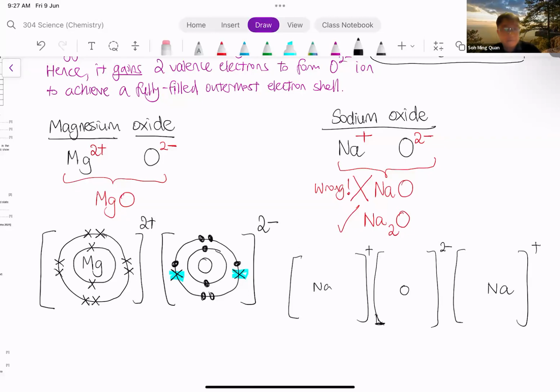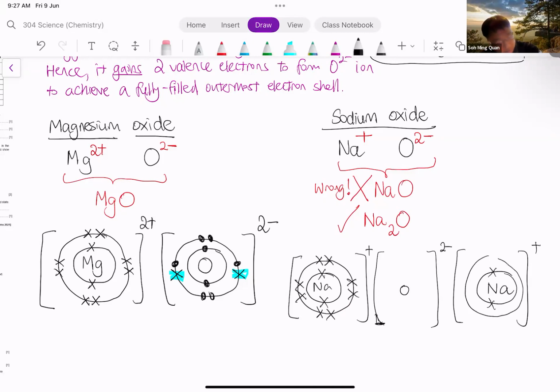Okay, now you need to fill in the electrons carefully. Sodium is 2,8,1, so it loses 1 electron in the outer shell, becomes 2,8. So this is the sodium ion. Then you have the oxide ion, which is 2,6. Okay, it's 2,6, but it gains 2. The 2 electrons gained must be drawn in a different symbol. Oops. Sorry.